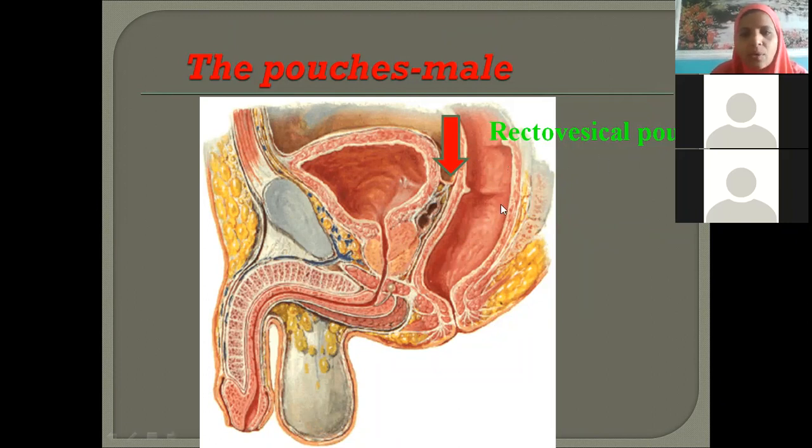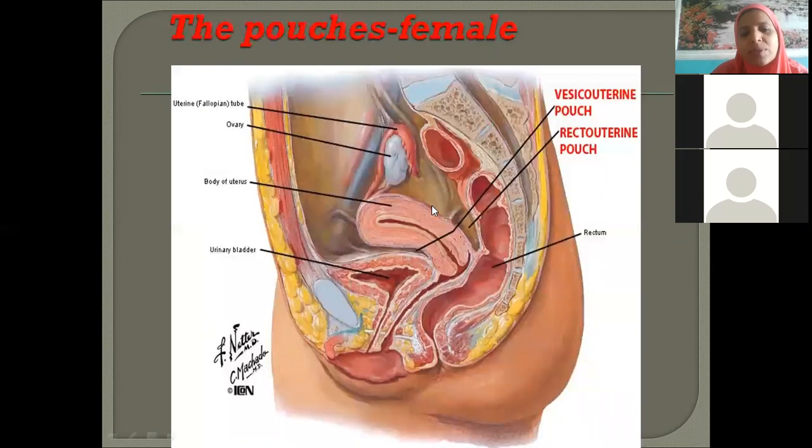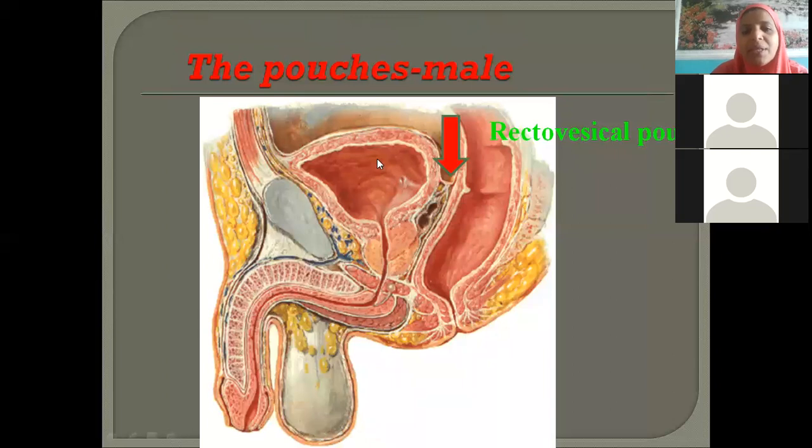Vesica means urinary bladder, ma'am? Yes, beta. Vesica means bag. The word vesica is used to represent the urinary bladder. So what did we use here? Vesico-uterine pouch in case of female, recto-uterine pouch in case of female, whereas between the urinary bladder and rectum we use the word rectovesical pouch.